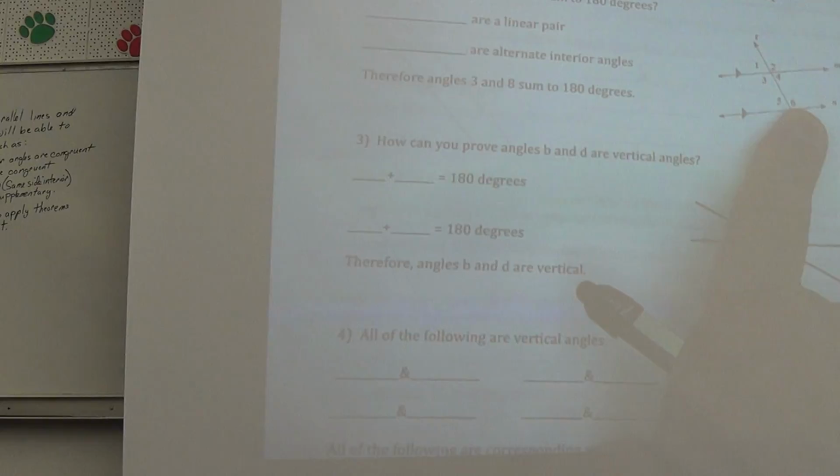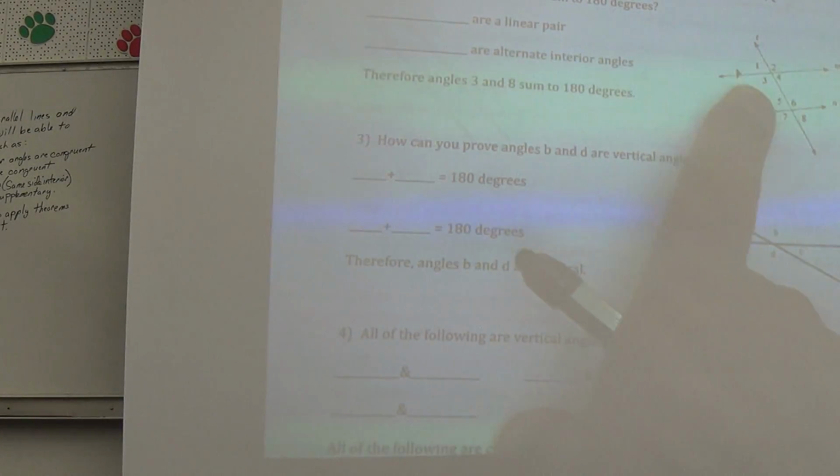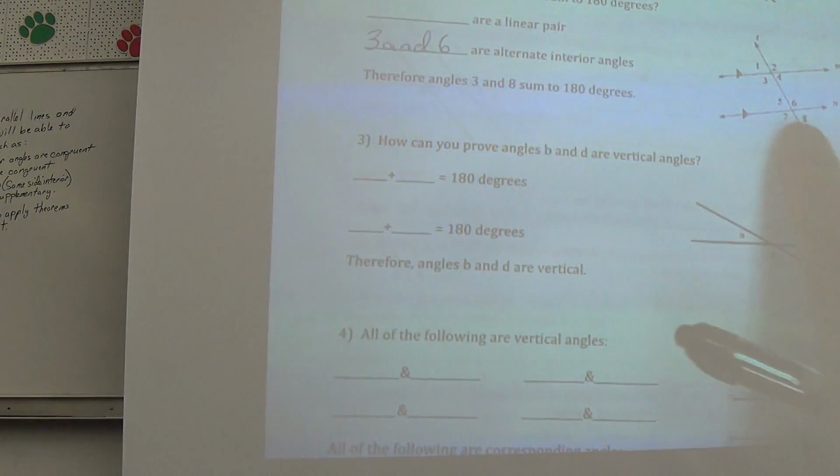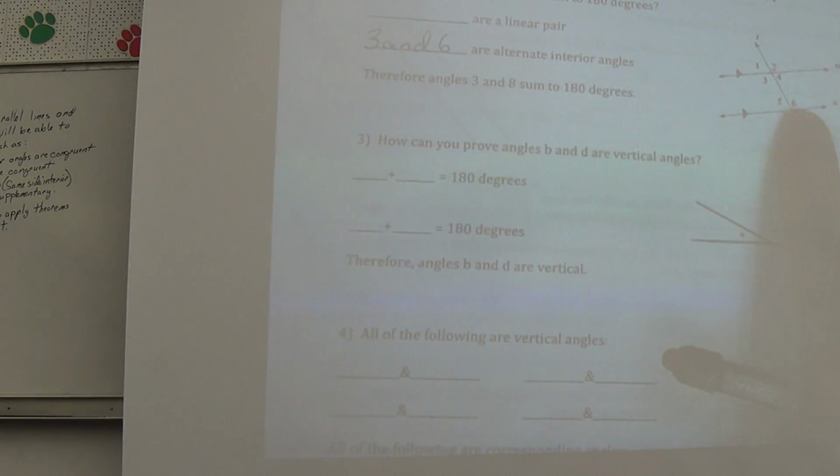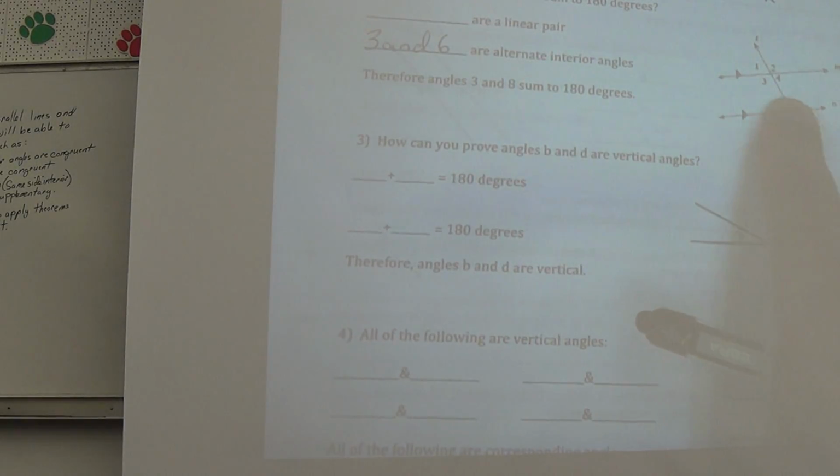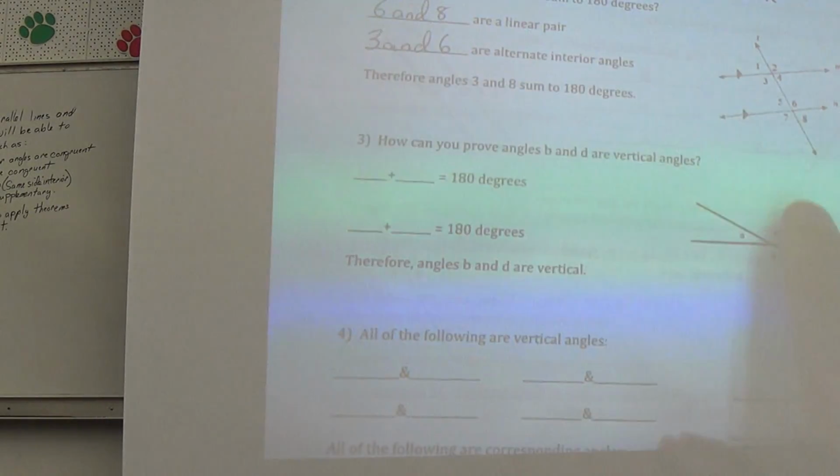Okay? Has to be 6. So we can actually fill this out first. Alternate interior angles, 3 and 6. I know I have to deal with angle 8, right? This is a linear pair here. I know I have to deal with 6 and 3. So 6 and 8 is a linear pair.